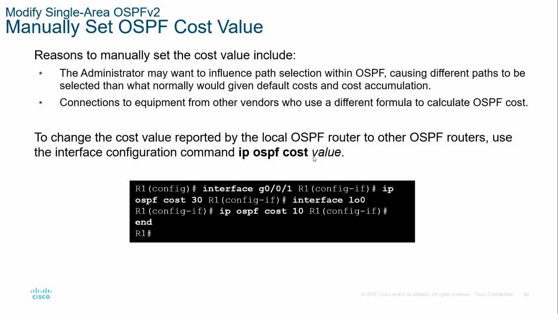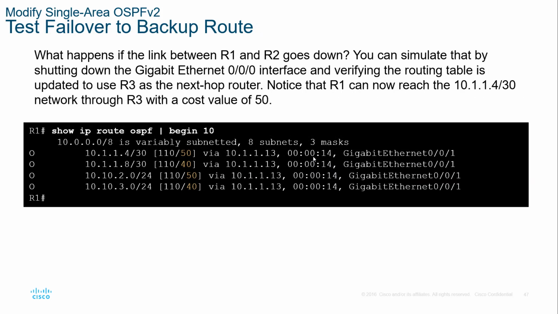Reasons to manually set cost value: if you actually want to control the flow of traffic through the network. Connections to equipment from other vendors could also be an issue, or if they're using different routing protocols. We can also test failover to a backup route. We can always verify by adjusting the cost of one route to verify that a backup route actually kicks in. And you'll notice here we have our backup route values. You'll notice the metrics are higher.